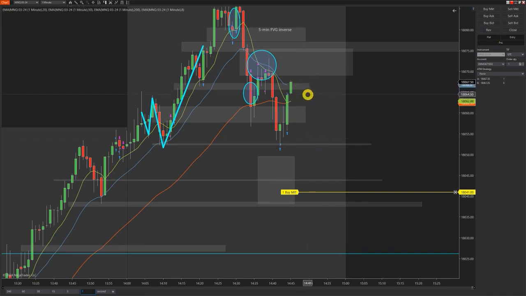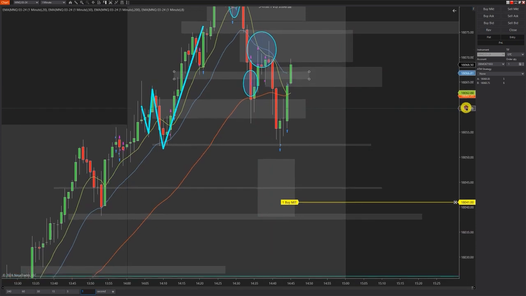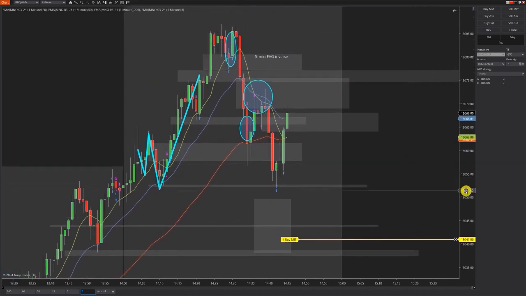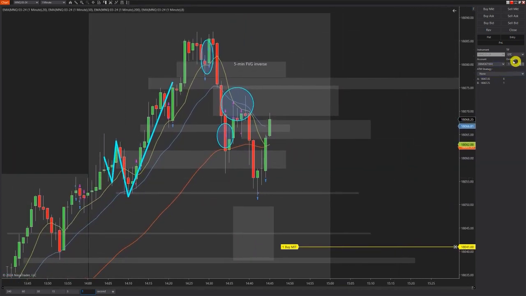Well, it's hitting another fair value gap. So let's see what happens here. It's hitting another fair value gap. Let's see if it closes above it or not, because we could try one more short here if we have to. See, up here in this circle is where I entered my shorts, and right here is a brand new area to short. And I should have got short.